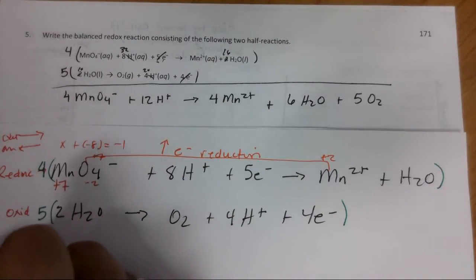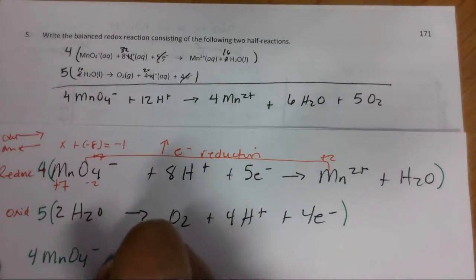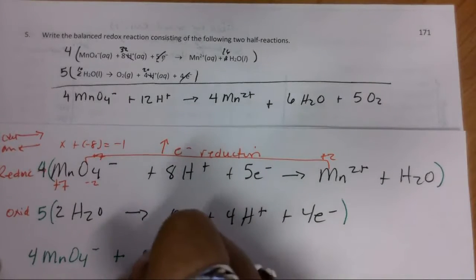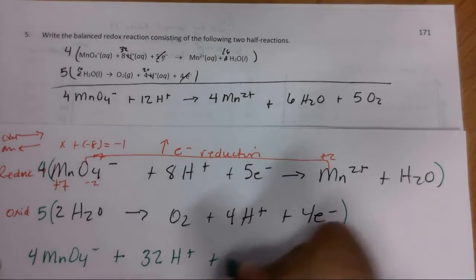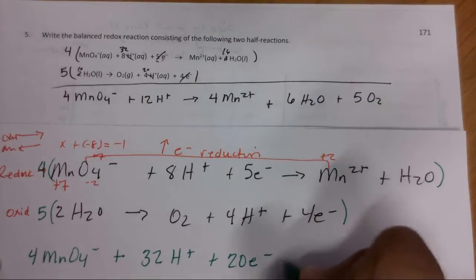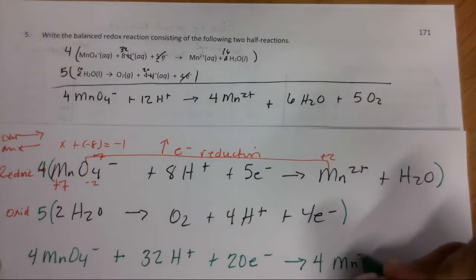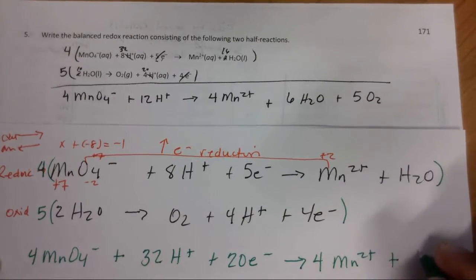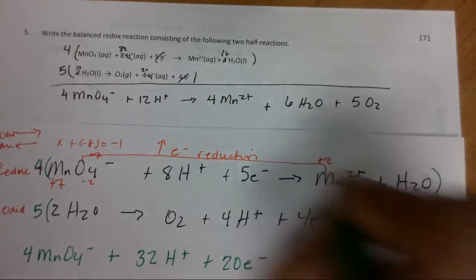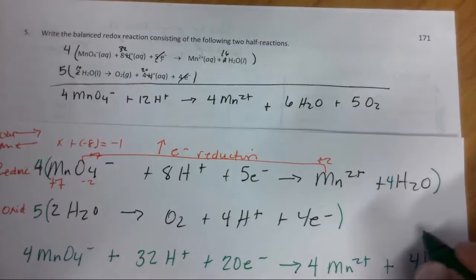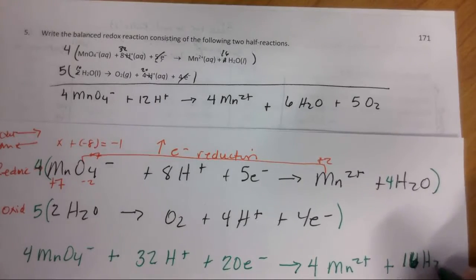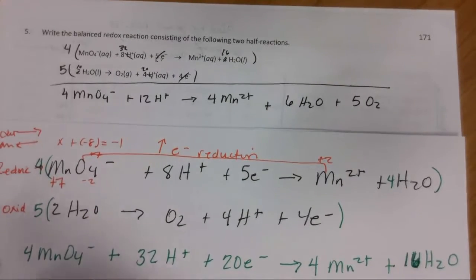So that'll give me 4 MnO4 minus plus, what's 4 times 8, is 32 hydrogens plus 20 electrons. It's going to give me 4 Mn2 plus 4 waters, right? Oh, wait a minute. What was this? This was 4. And so that means this was 16. Sorry, 16 waters. Okay. And now if I do this guy, I've got 10 waters.